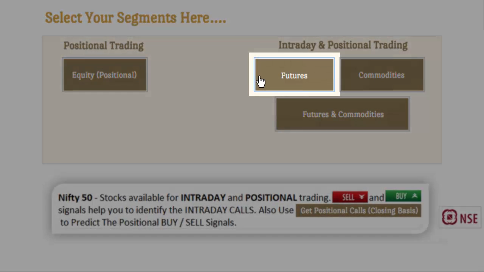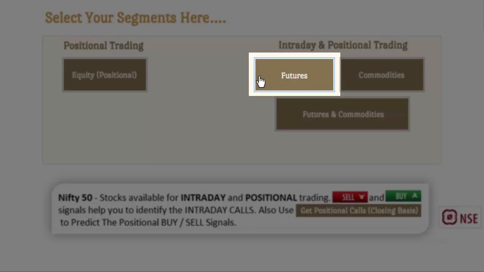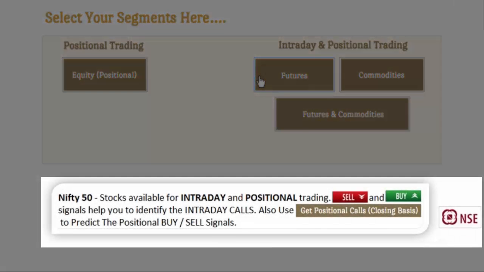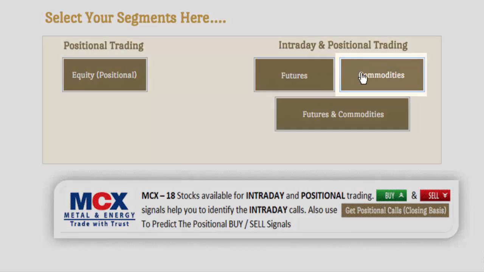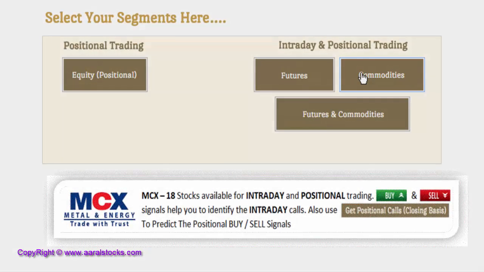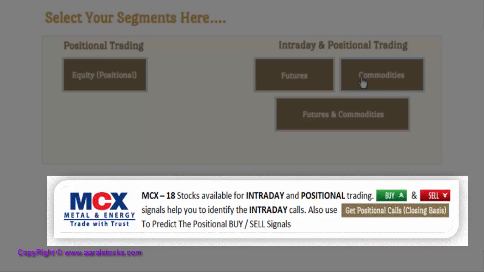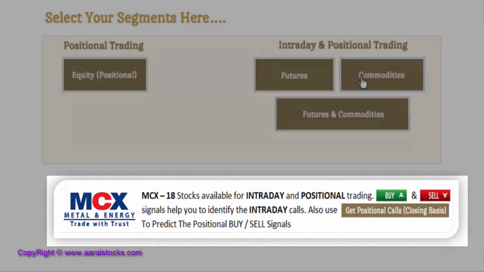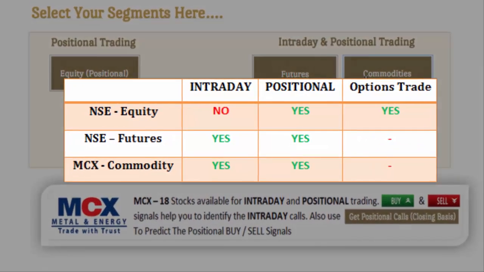Next one is the future button. You will get the top 50, which is called Nifty 50 stocks, available for intraday and positional trading. Next one is the commodity button. You will get the top 18 contracts of the MCX segment, which is available for intraday as well as positional trading. This is the overview of our software.